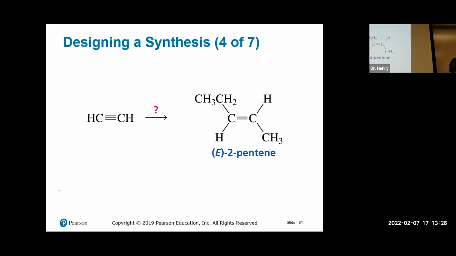So here's a good one. So if we're going from acetylene to 2-pentene.